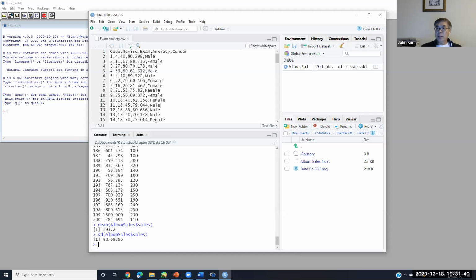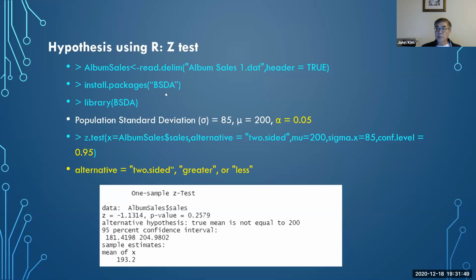And for a hypothesis test, we need a package. So install this package, DSDA. I think this one is an abbreviation of business statistics data analytics. So install this package and then execute it using library. Let's do it.